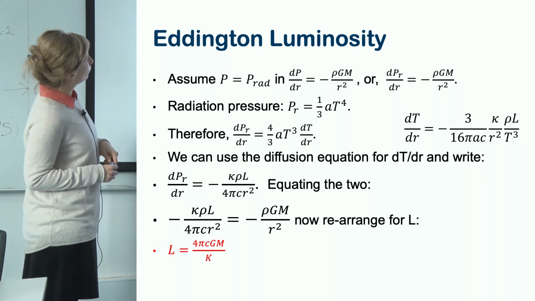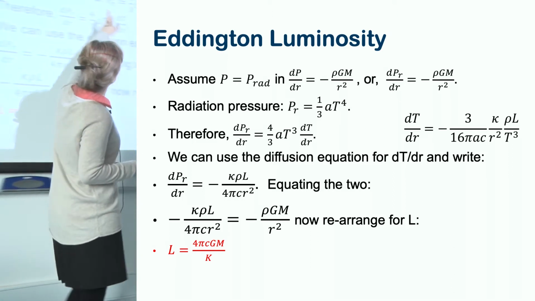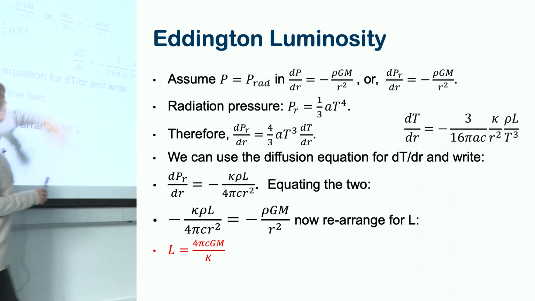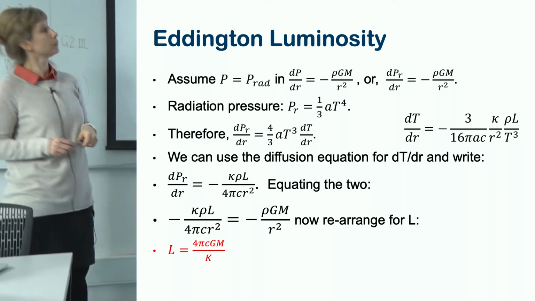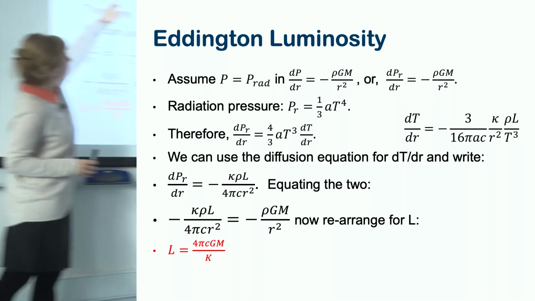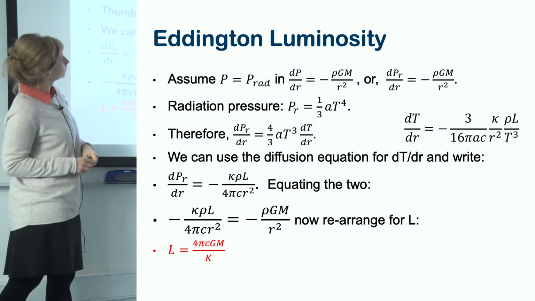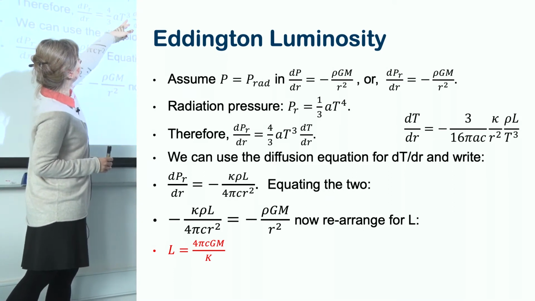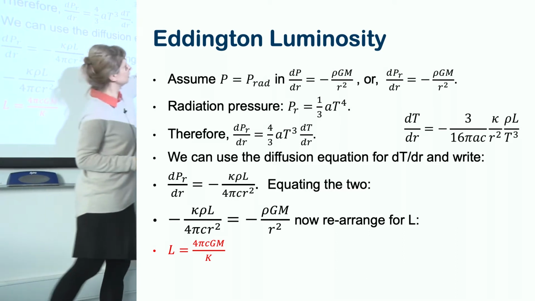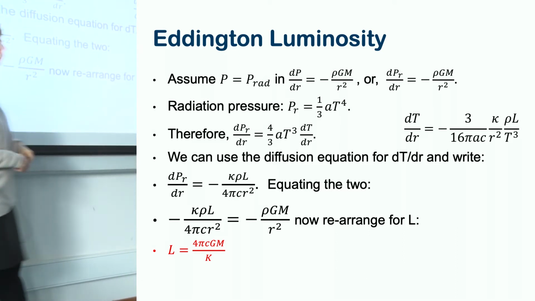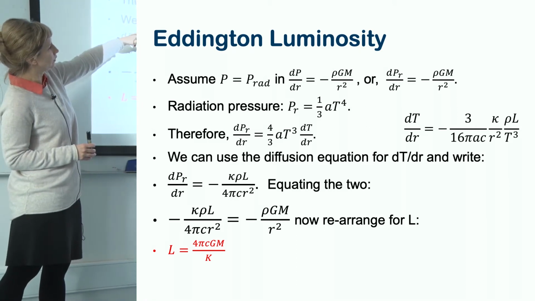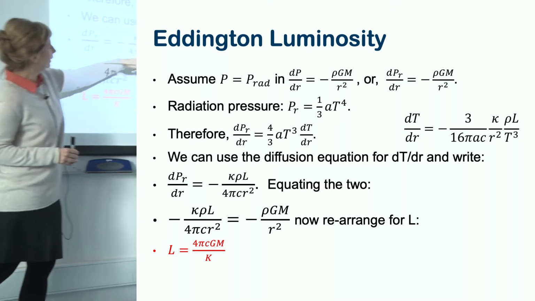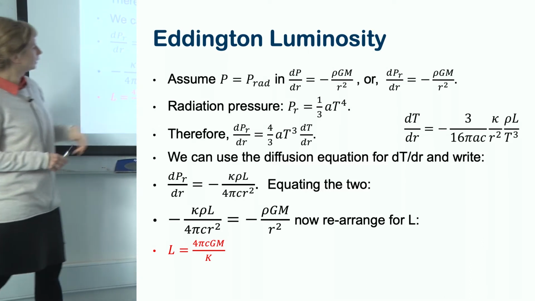Now, we have dP/dr equals, where this P is P of R, our radiation pressure. So let's differentiate this. We have dP_R/dr equals 4/3 a T cubed dT/dr. Now, we also have our temperature equation from before. We can use the diffusion equation for dT/dr and rearrange for dP_R/dr, and we end up with this expression here. So now we can equate the two.